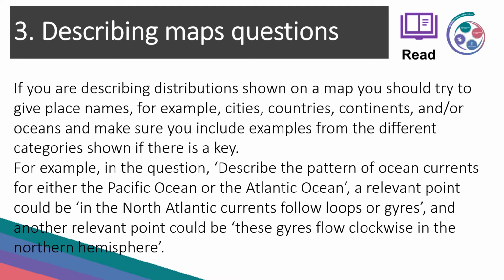So for this question here, it says describe the pattern of ocean currents for either the Pacific or the Atlantic Ocean. A relevant point could be in the North Atlantic, currents follow loops or gyres, and another relevant point could be that these gyres flow clockwise in the northern hemisphere. So let's look at the question and you can try this yourself.